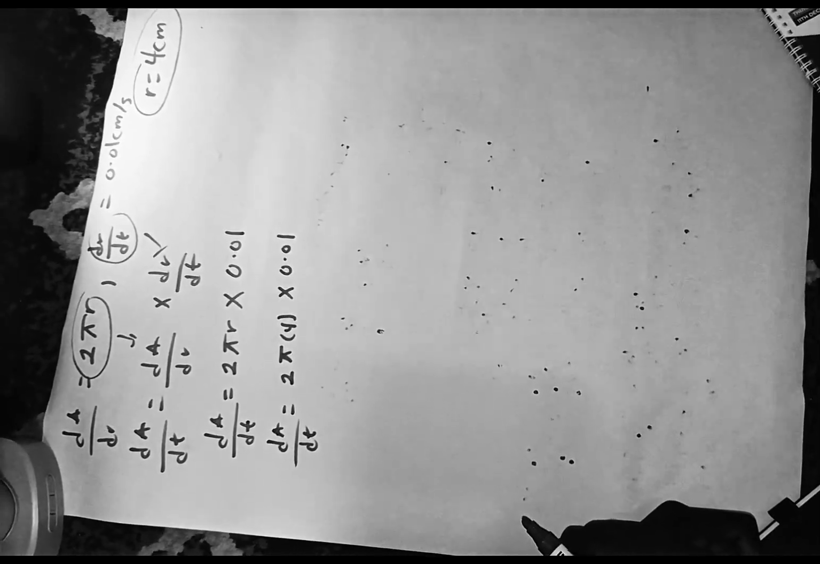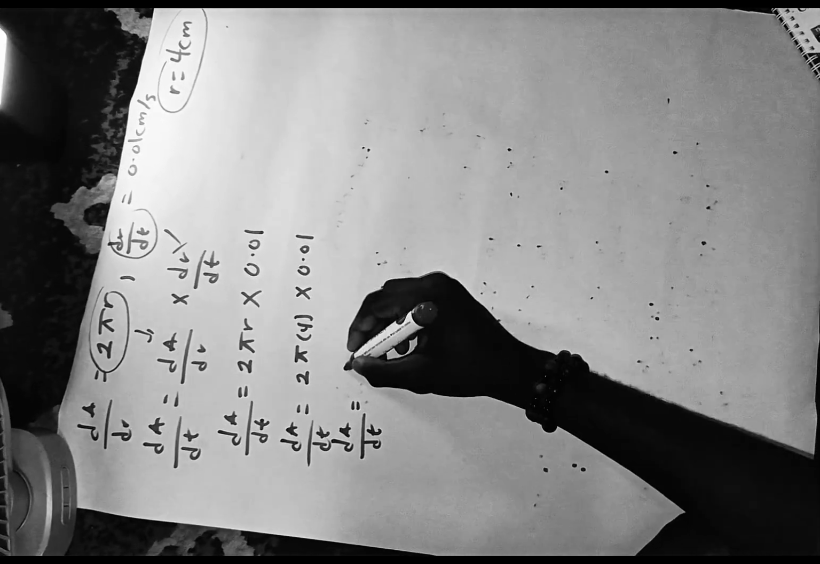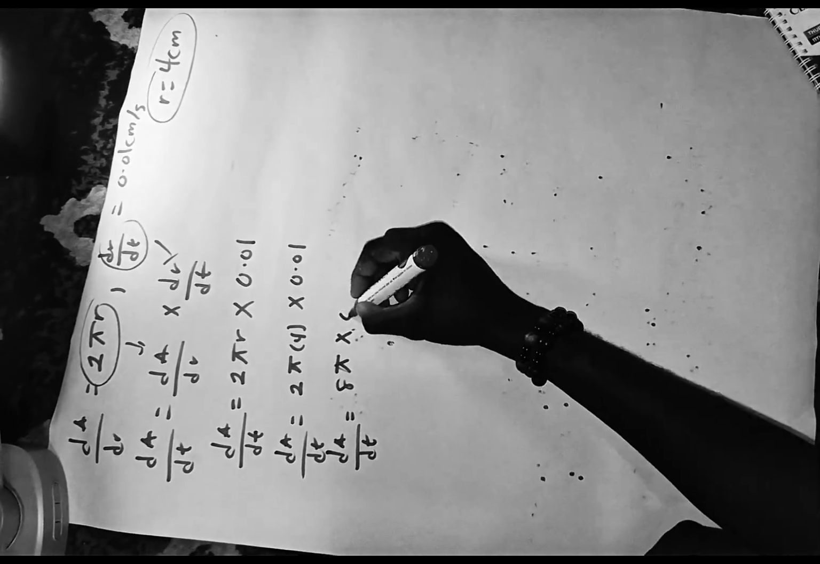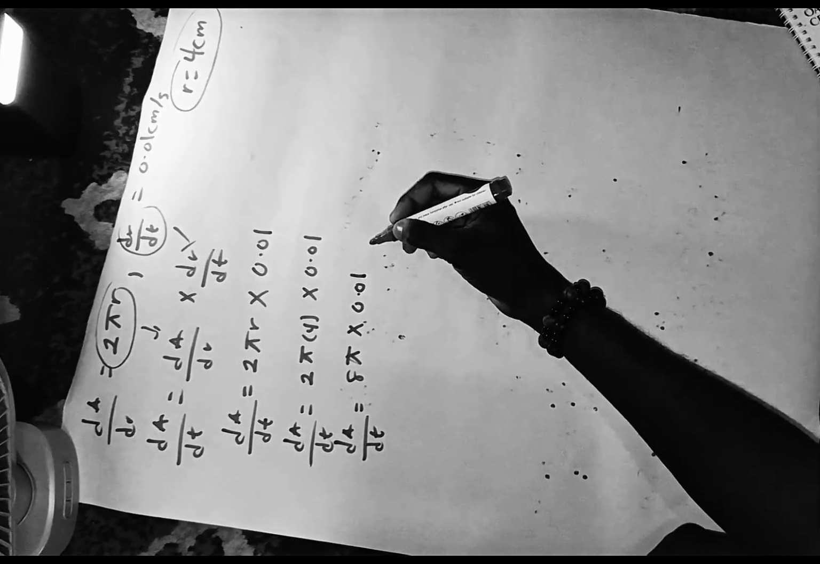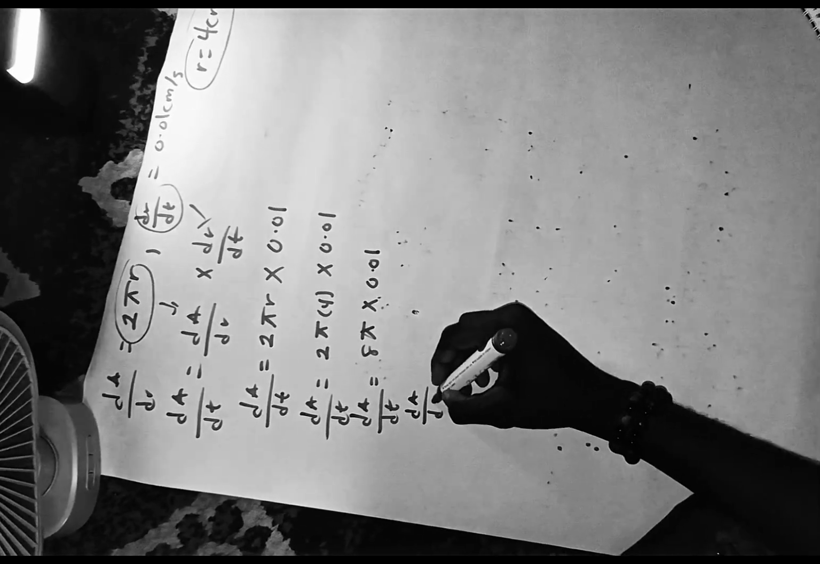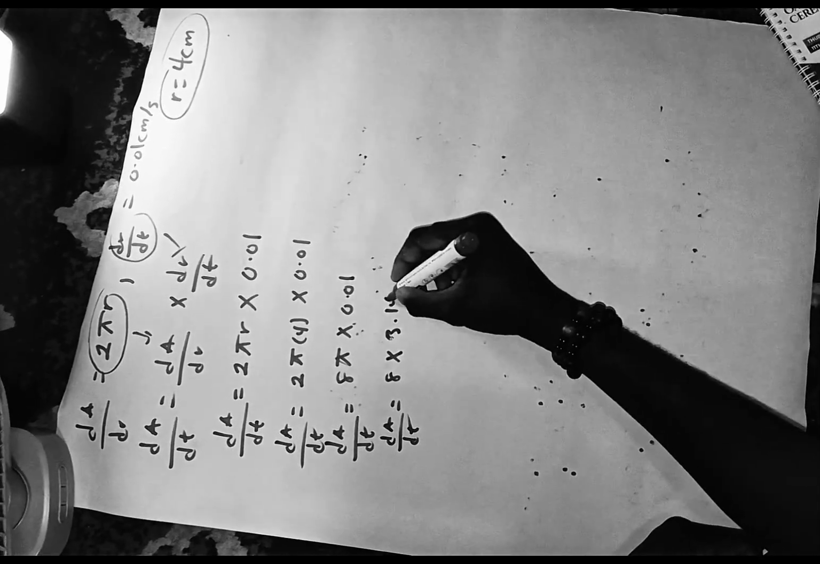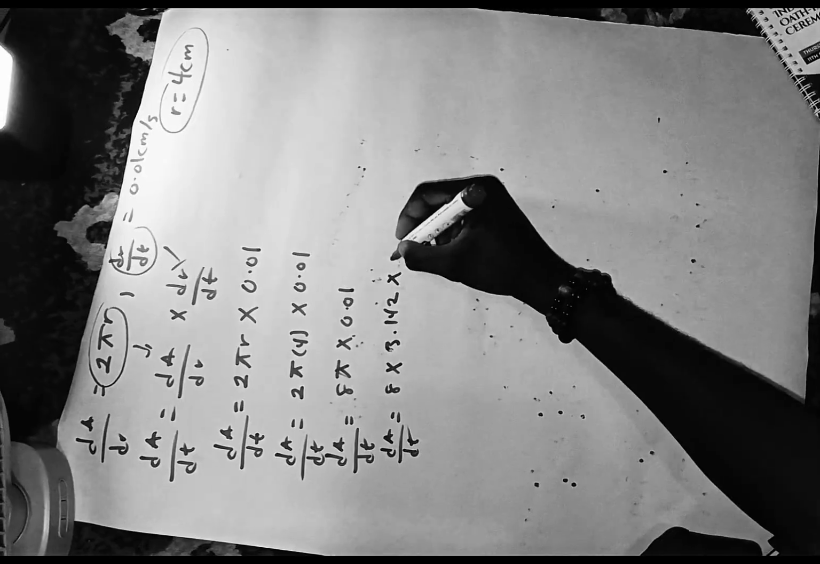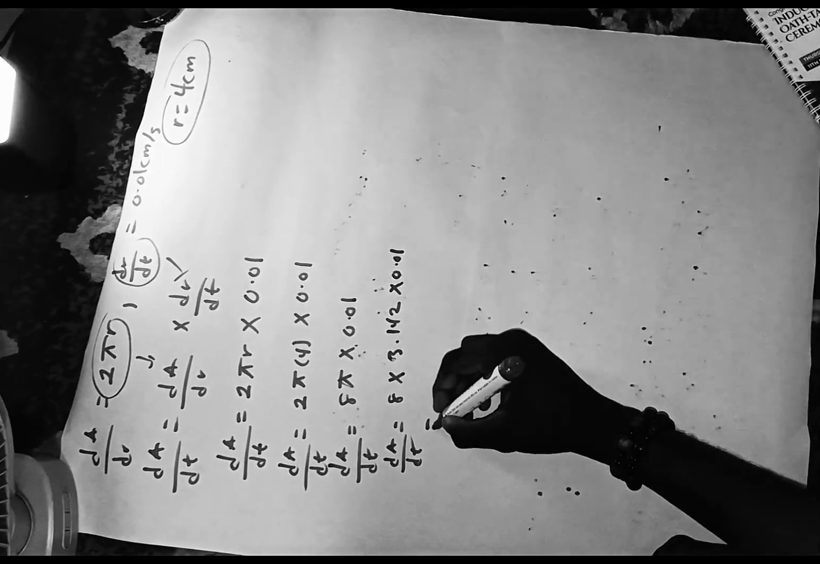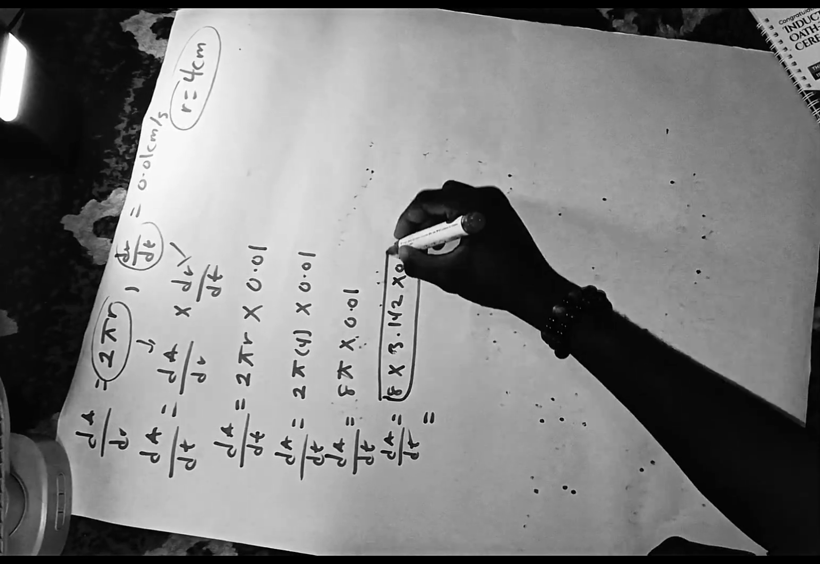So dA/dt is equal to 8 pi times 0.01 centimeter. So our dA/dt is equal to 8 times pi, which is approximately 3.142, then times 0.01. Just plug this into your calculator.